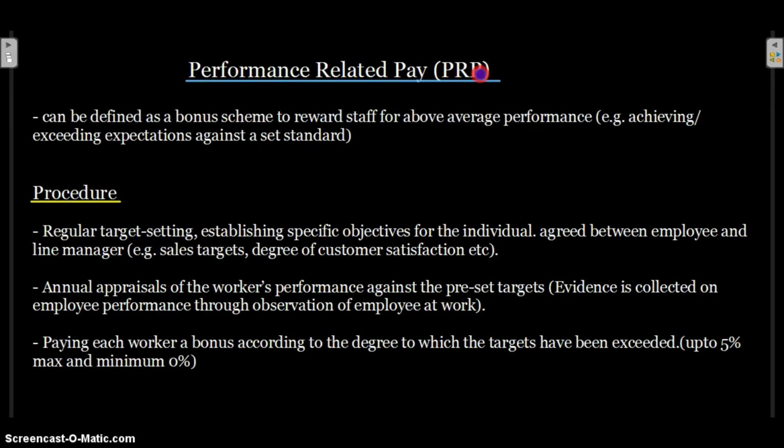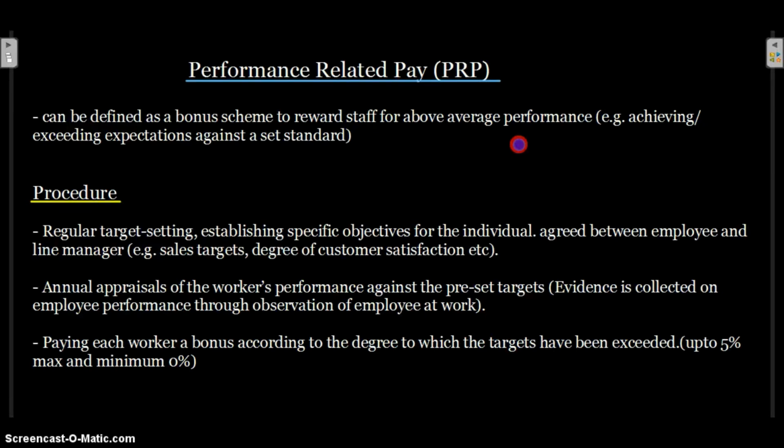Performance related pay is one of those topics that examiners ask a lot compared to all of these payment methods that we have. This is the most favorite one that the examiner asks, so you have to have a better understanding of this, although there's less chance that it might come again. It can be defined as a bonus scheme for rewarding staff who have above average performance. It's not a simple salary method, it's also a rewarding system, you can say.